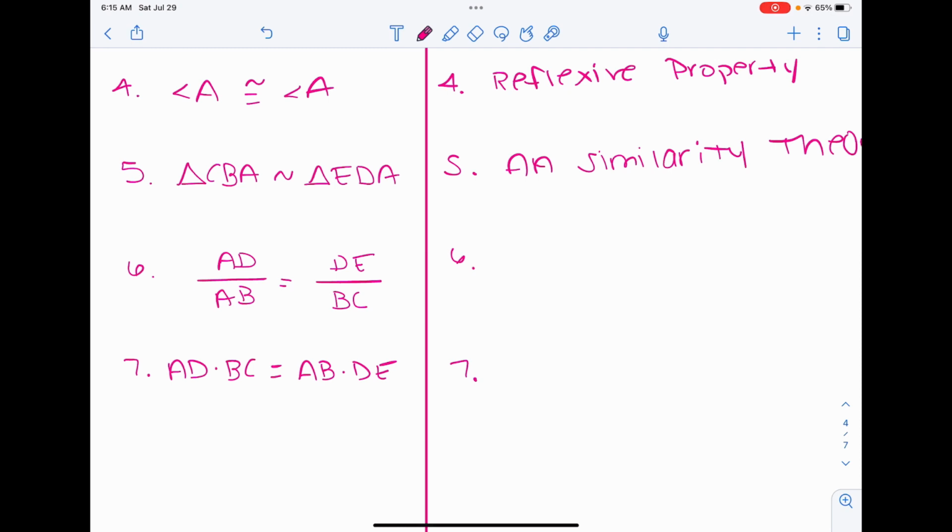All right, let's think about what we're going to put for our reasons. For 6, those are corresponding sides of similar triangles, and they're proportional. So I'm going to use our abbreviation like the previous problem. You could write the whole thing out too. Corresponding sides of similar triangles are proportional. And finally, we're saying in 7, how do we know that these products are equal? Well, that's simply because cross products of proportions are equal.